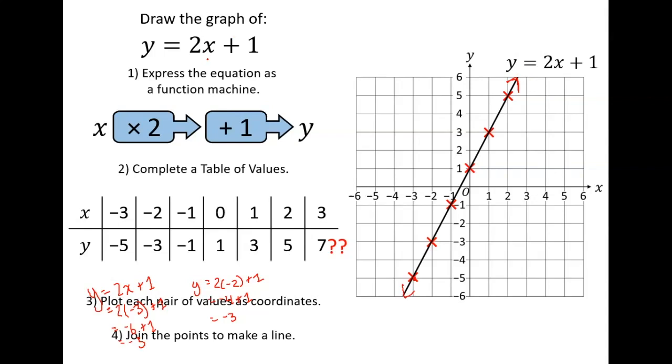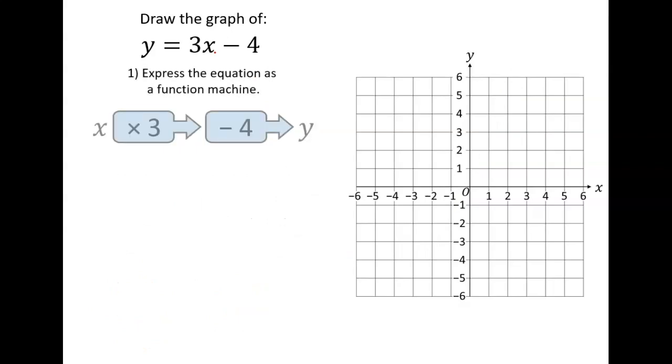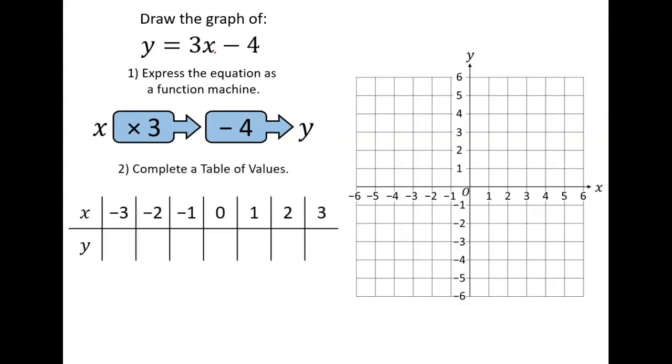So with this one, we had to multiply by 2 and add 1. So we've kind of combined a couple steps to this equation. So do it step by step. Do your multiplication step first, then your addition or subtraction. So let's look at the same thing here. Here we have to multiply our x value by 3, then subtract 4. So we're going to complete our table of values.